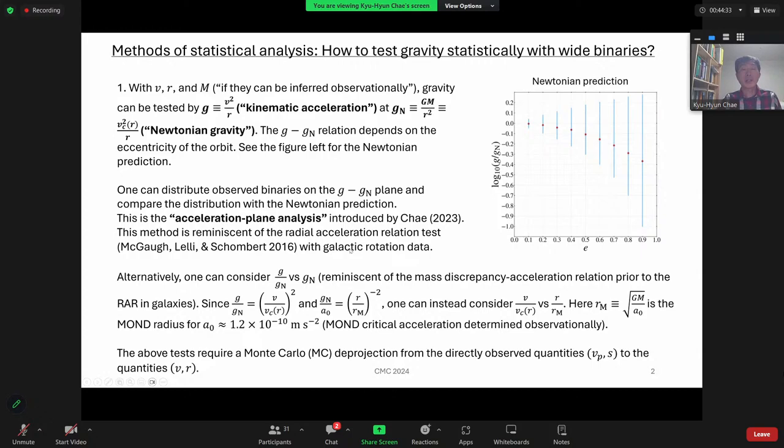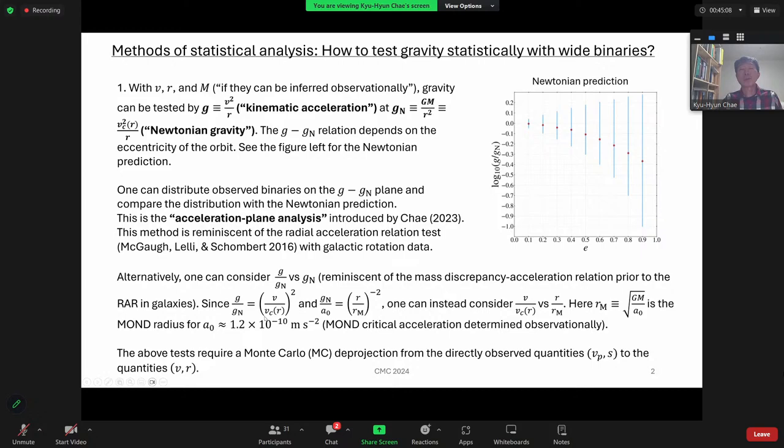But actually, one can also consider the ratio rather than the plane itself. One can consider the ratio versus Newtonian acceleration. Actually, this is reminiscent of the mass discrepancy acceleration relation. It was considered before the radial acceleration relation. Then actually, this acceleration relation becomes a velocity ratio, measured 3D velocity over Newtonian circular velocity.